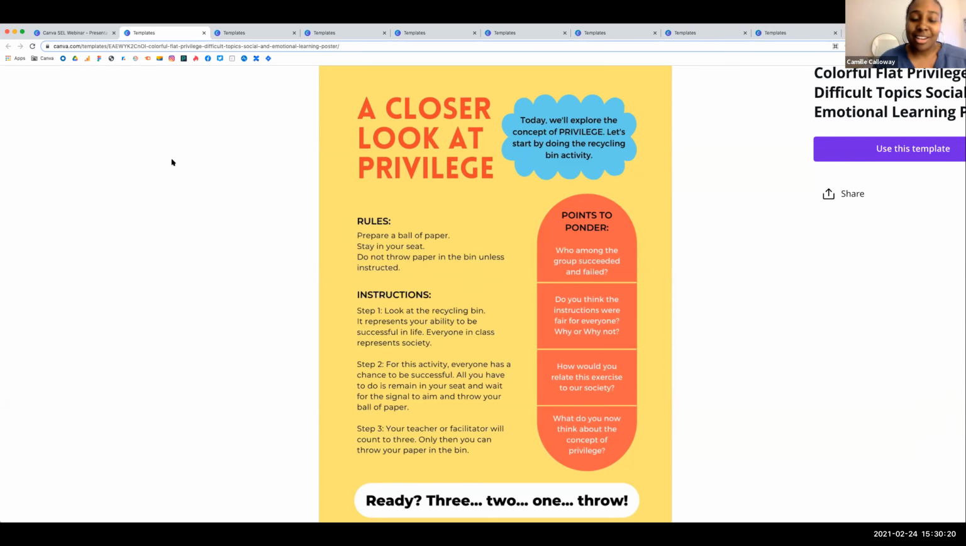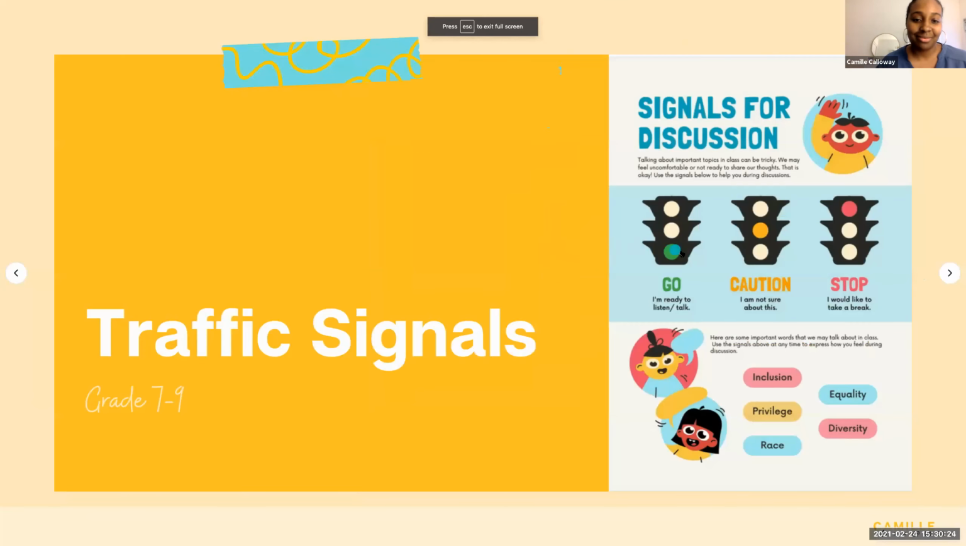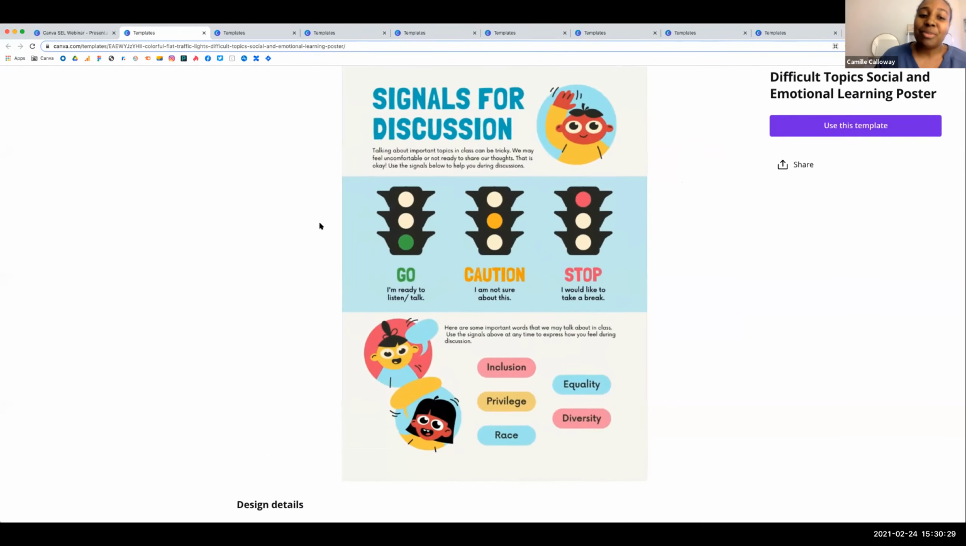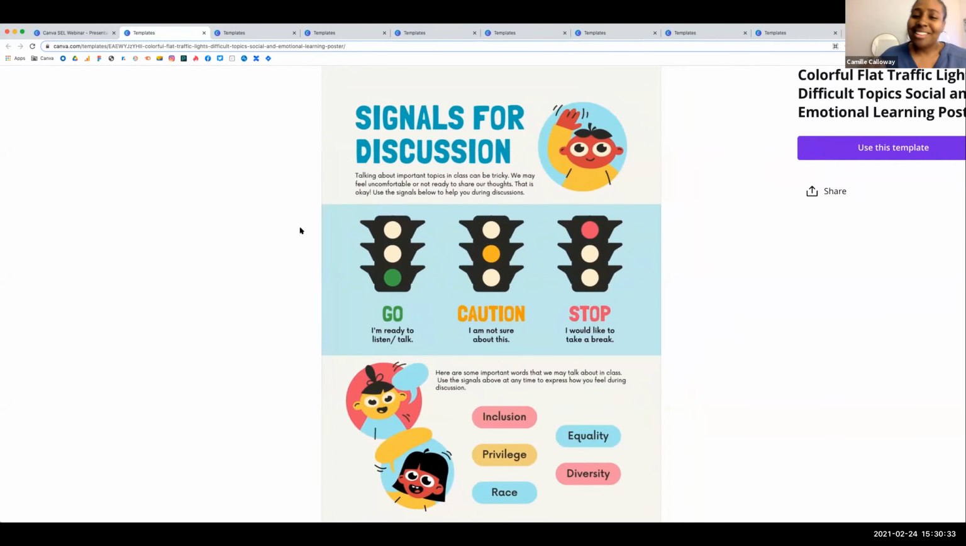And for the next one, this is more so a poster that can be displayed in the classroom at all times. Sorry, I'm getting a little nervous. Let me calm myself down. I'm in the yellow zone.